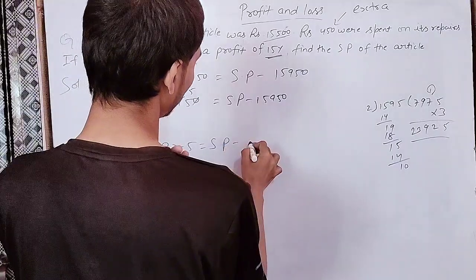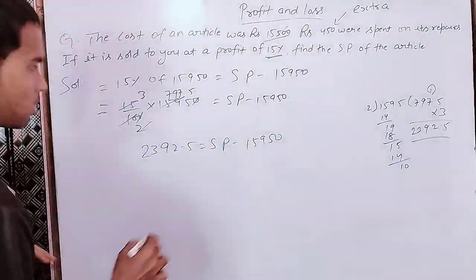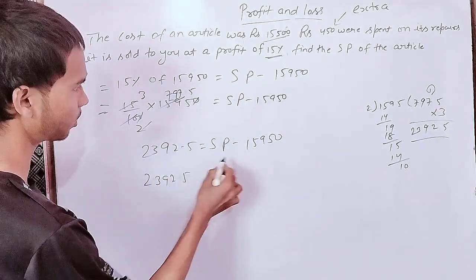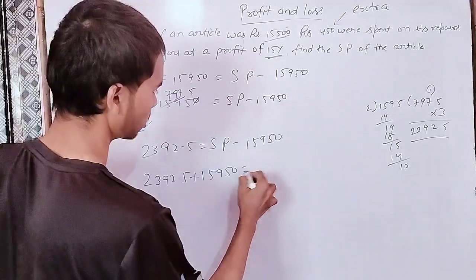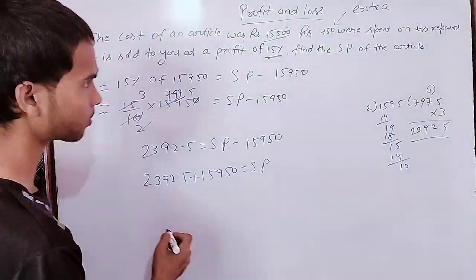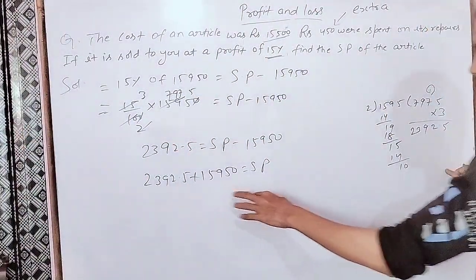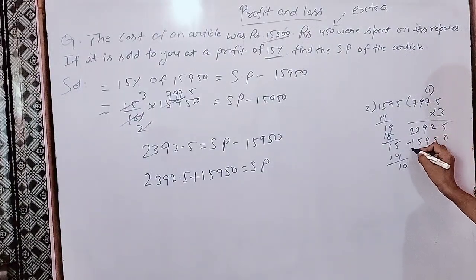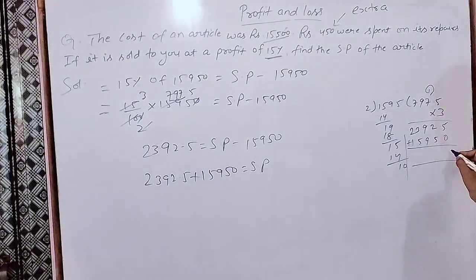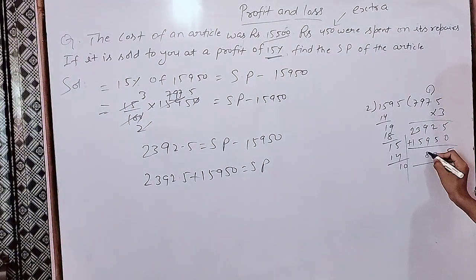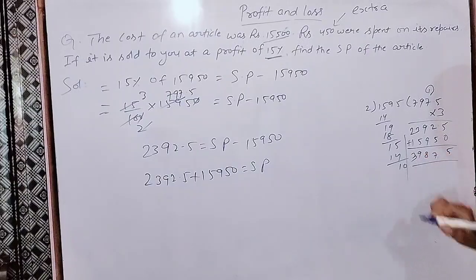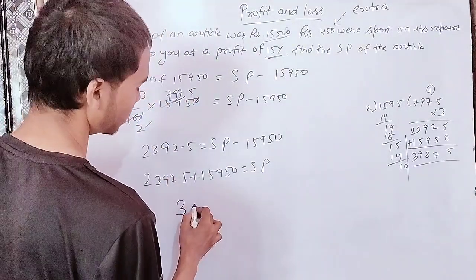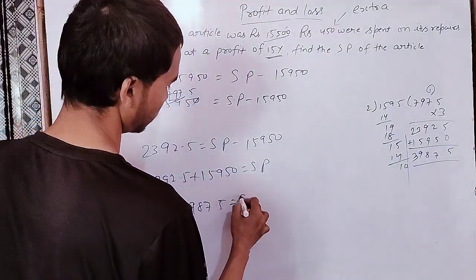0.5 is minus killing. Now, whatever we can pay. 0.5. How much? Let's add this number with this number. 5951, 5793, 3900. 3987.5 is what? Selling price.